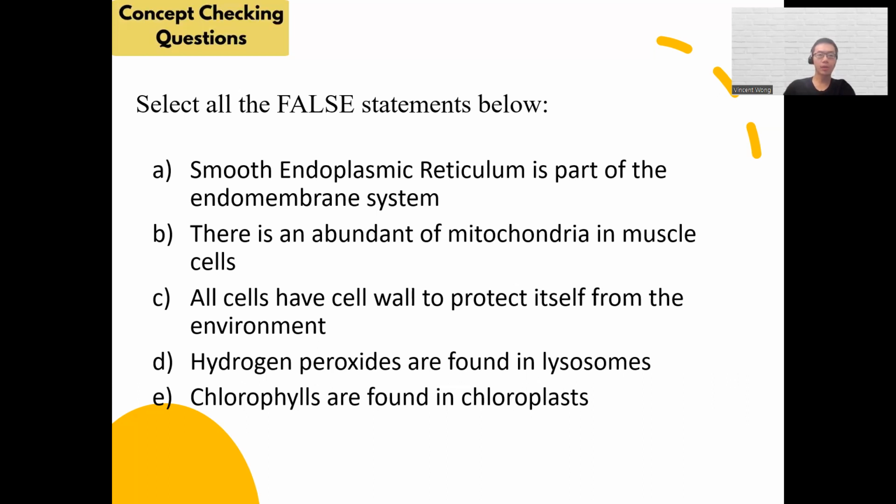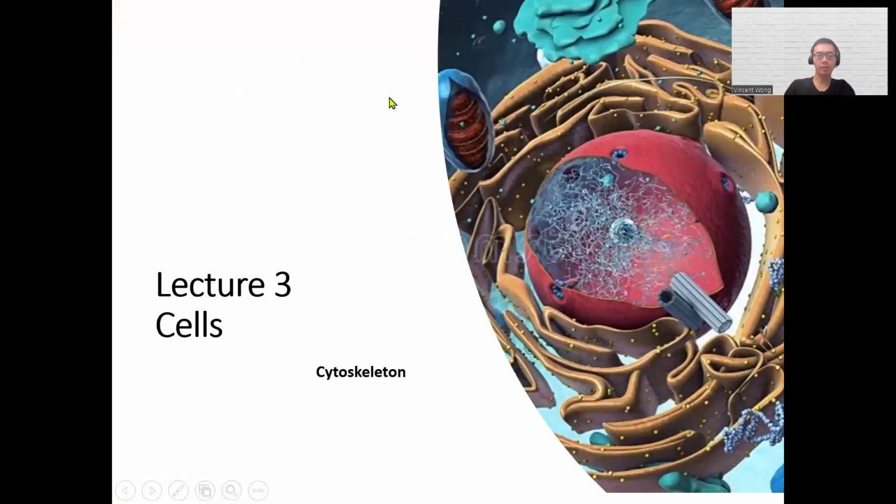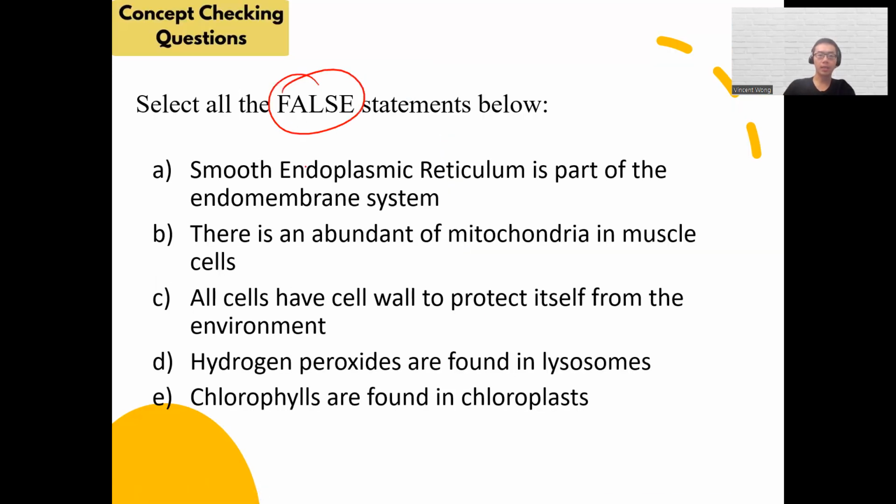All right, so in this question, we are looking for all the false statements, the ones that are incorrect. Right, so let's take a look. Smooth ER is part of the endomembrane system. So that actually is a true statement. The endomembrane system consists of the nuclear envelope, the rough and the smooth endoplasmic reticulum, Golgi body, as well as the lysosome, right? So that is correct, and therefore not what we are looking for. We're looking for the false statement. Next one, a lot of people chose this. Let's see.